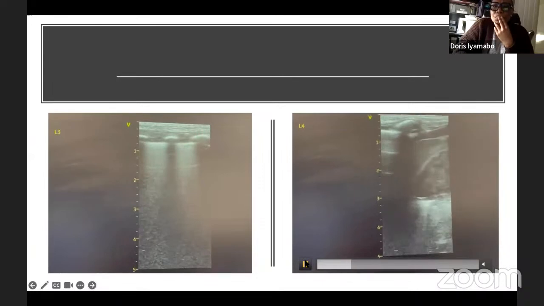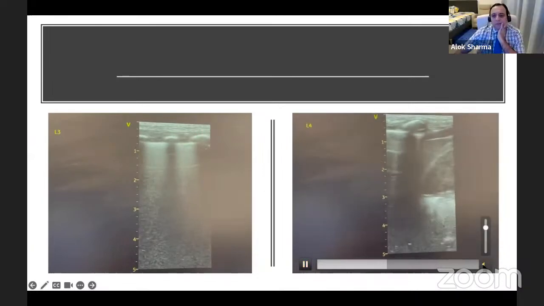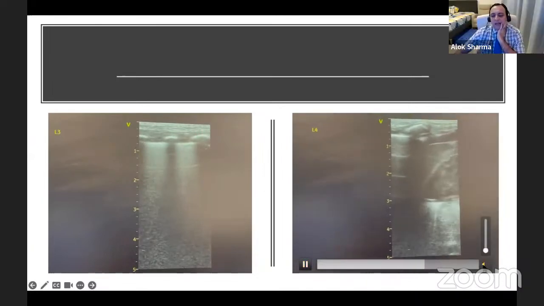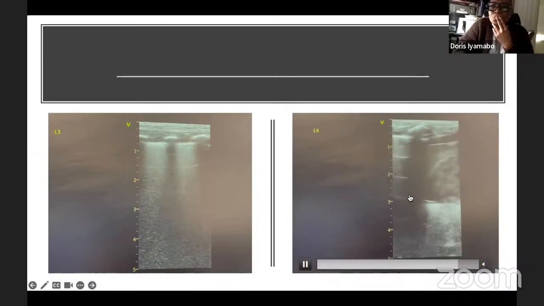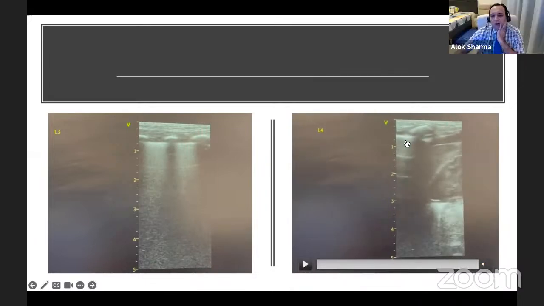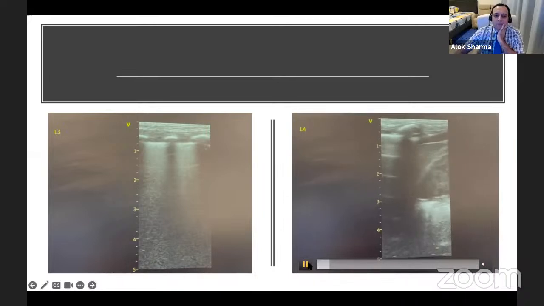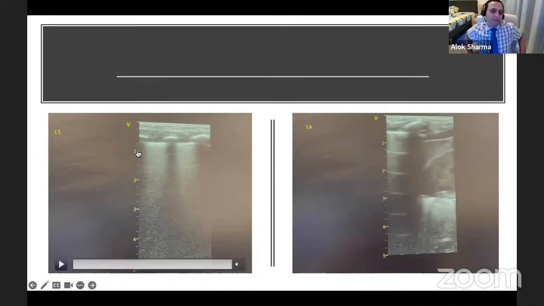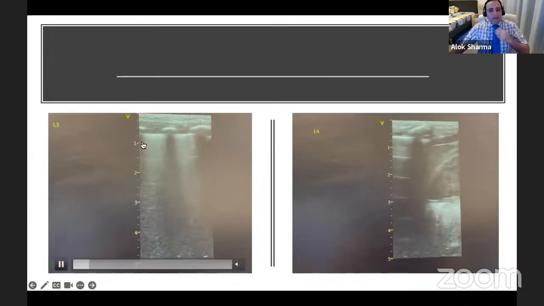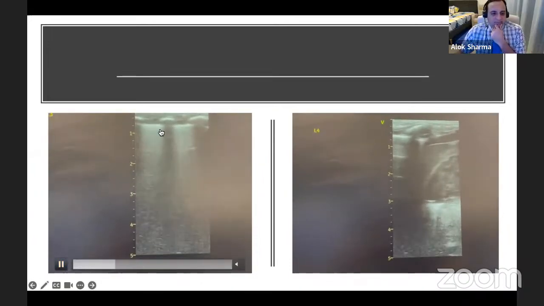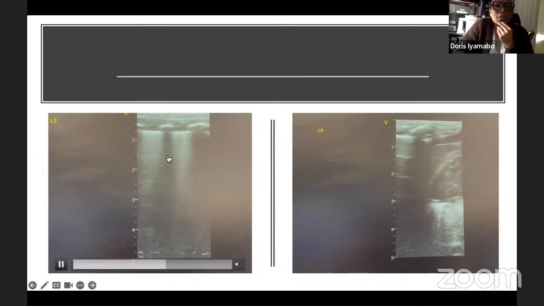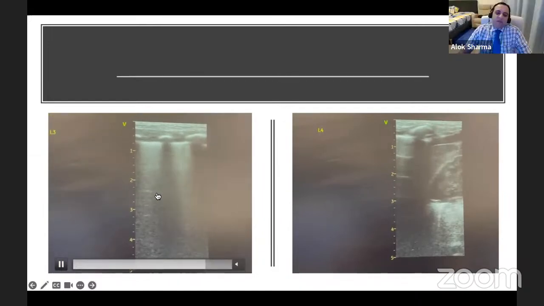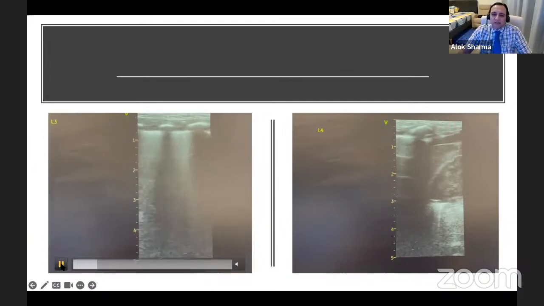So again, can you see the aeration in L4? It's beautiful. And can you see how you've got A lines? You've got pleura at the top with parallel A lines, a very nice aerated lateral region of the lung. But L3 just on top. So if you press L3. So again, pleura, compact B lines. So you can see how you have such a significant differential pattern with differential aeration of different parts of the lung. Beautiful images.